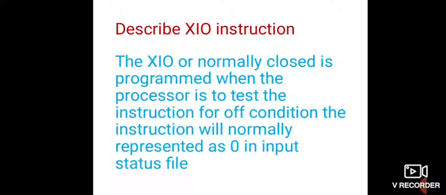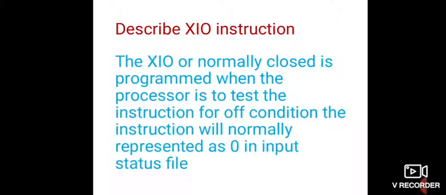XIO is nothing but examine if open, which can also be shown as normally closed. The XIO or normally closed instruction is programmed when the processor is to test the instruction for off condition. The instruction will normally be represented as 0 in the input status file.